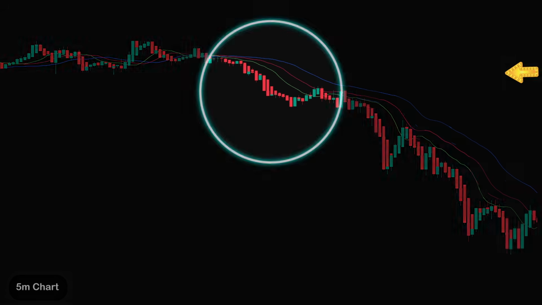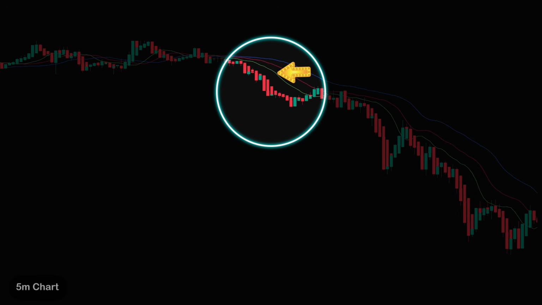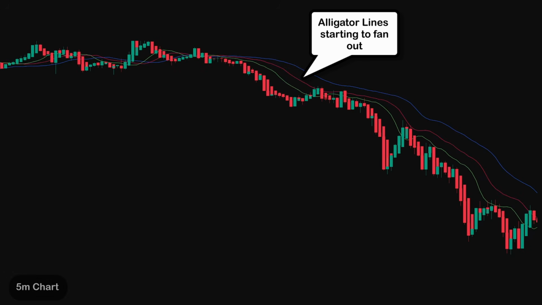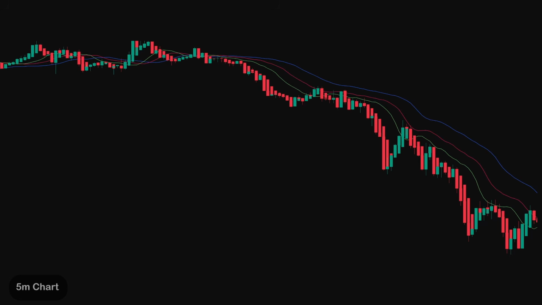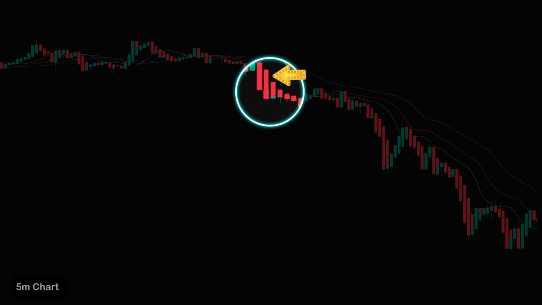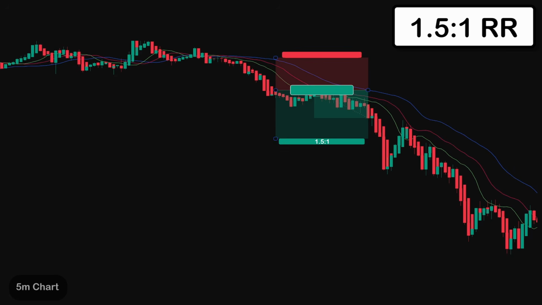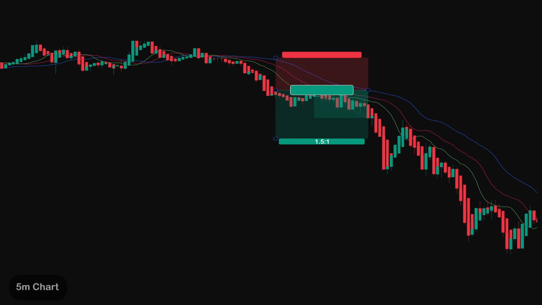Wait for the Williams Alligator to cross with the green line below the red line and the red line below the blue line, and the alligator lines are starting to fan out. You also need to see two decent bearish candles. Now you could enter a sell position and use the blue line of the alligator as your stop loss or a swing high. Set your take profit at 1.5 to 1 risk reward ratio like this.